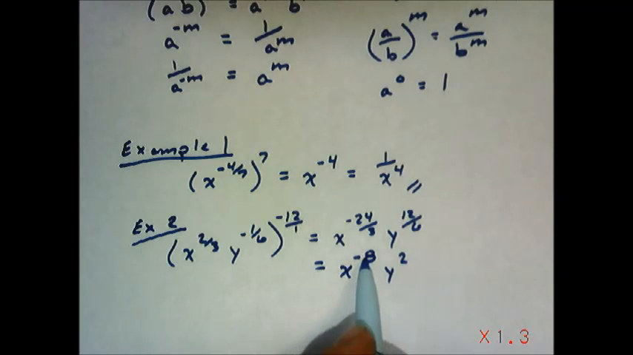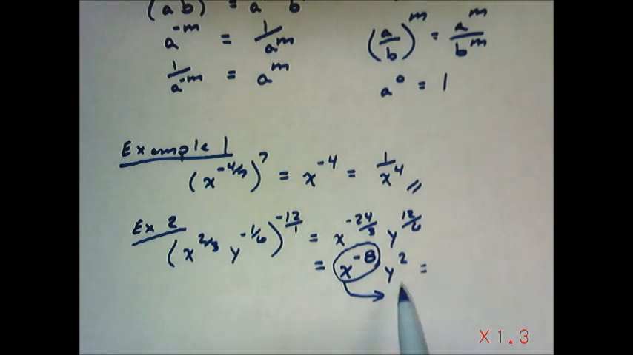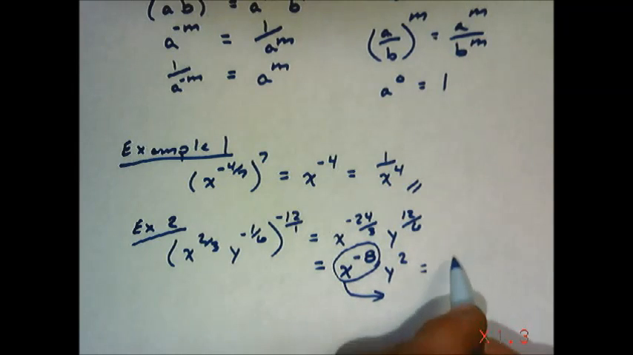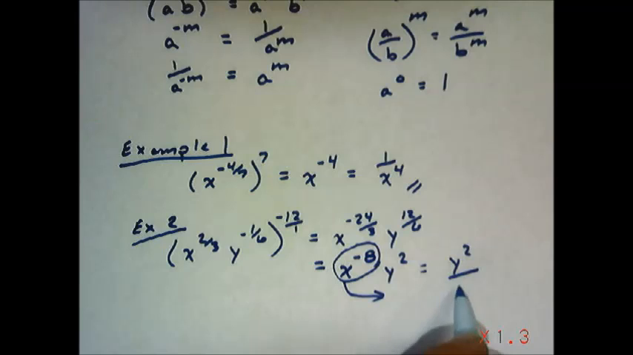If I look at my negative exponent, I can take this to the bottom. Remember my y squared, if I have a positive exponent, we're not going to move that. So we end up with y squared over x to the 8th. Since we don't have common bases, there's our final answer.